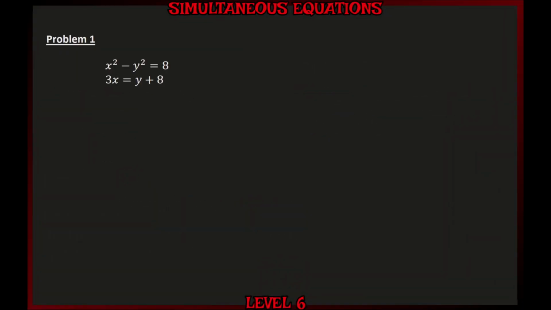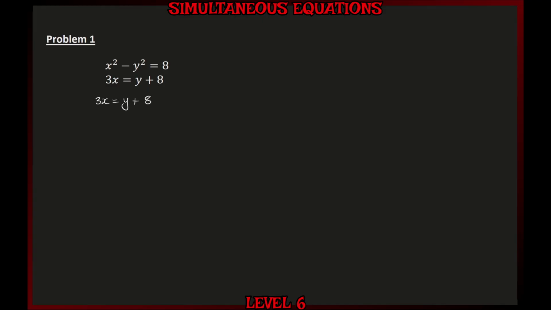In problem 1, we're solving x squared minus y squared equals 8 and 3x equals y plus 8. Since we have a nonlinear and a linear equation here, we're going to solve these by substitution. But the first thing we need to do is change the linear equation so that either x or y is the subject. So looking at the linear equation, we have 3x is equal to y plus 8.